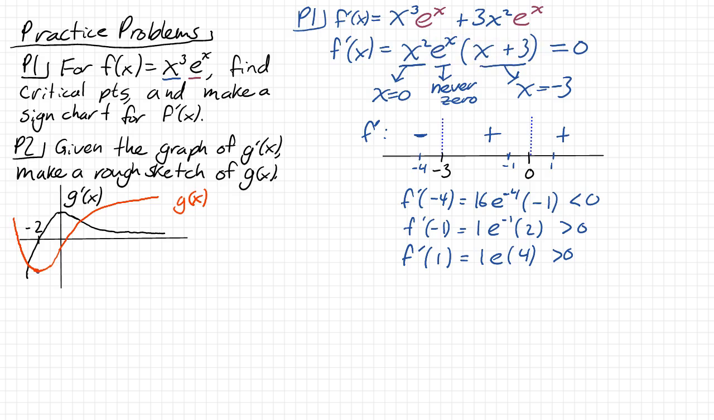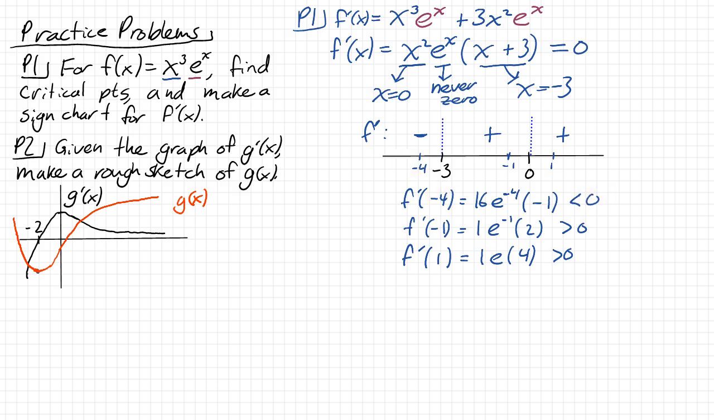Then there are 3 factors here that might be 0. X squared is 0 when x is 0. E to the x is never 0 for any value of x. And x plus 3 is 0 when x is negative 3. So those are the possible places where f prime could change sign from negative to positive or positive to negative. To set up the sign chart, I want to plug in something like -4 to see if f prime is positive or negative there.